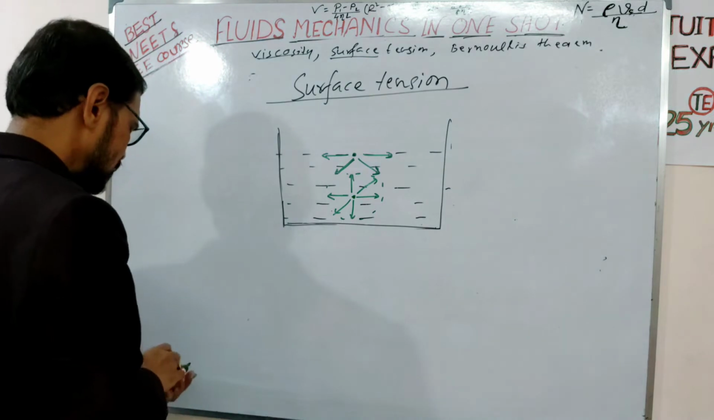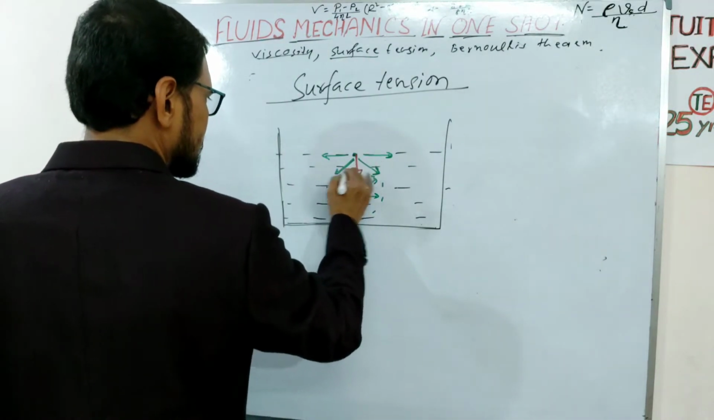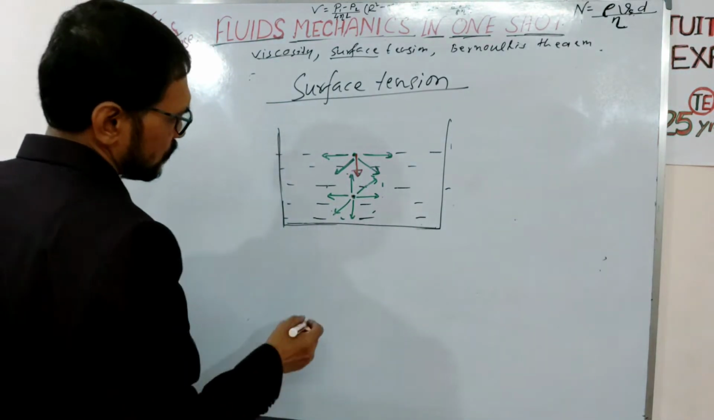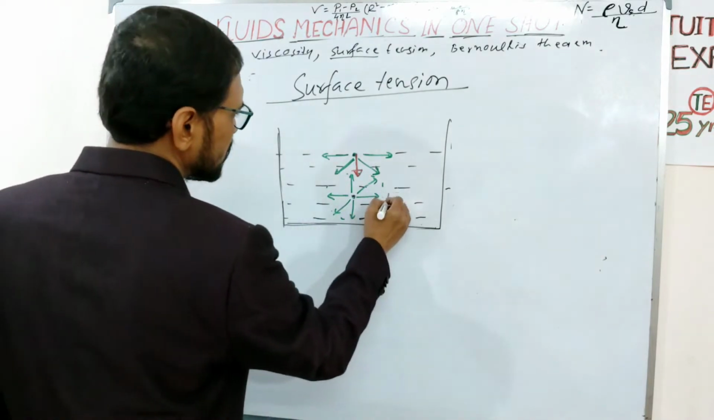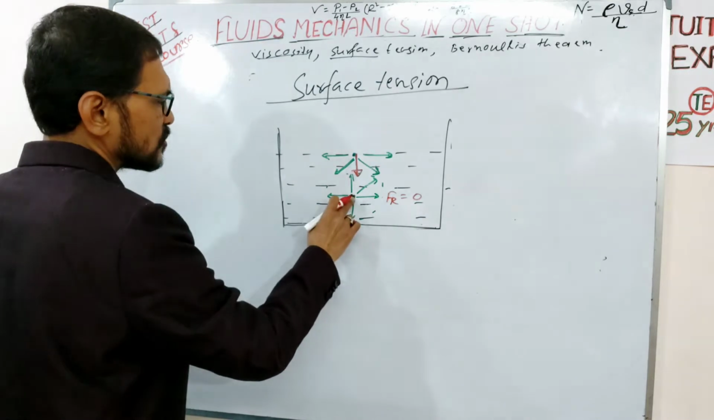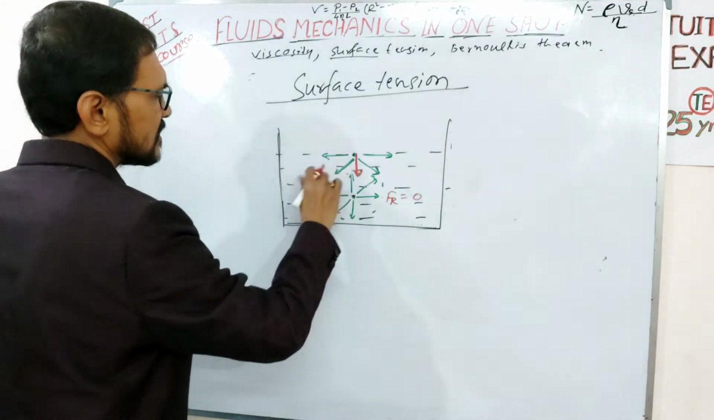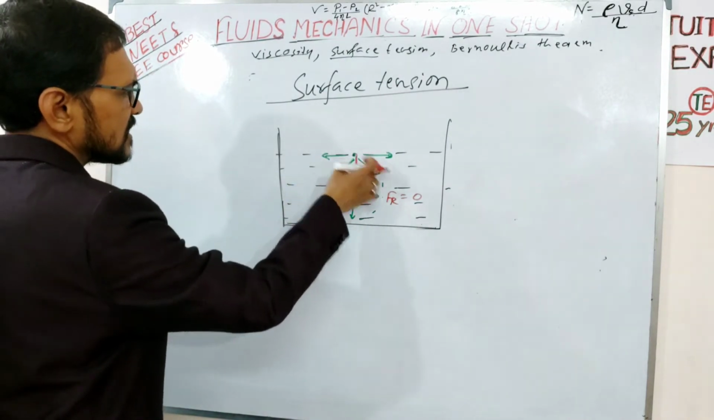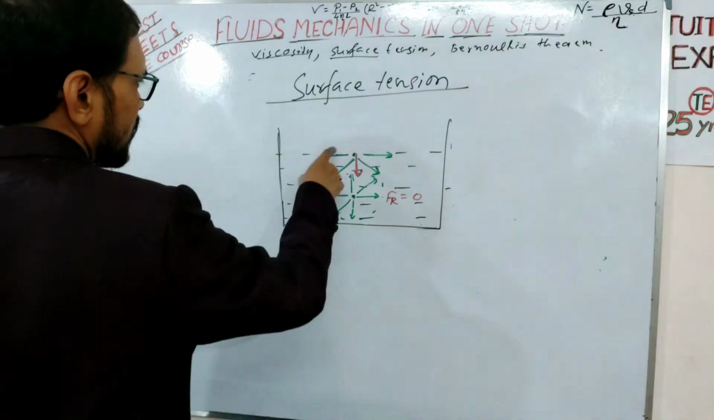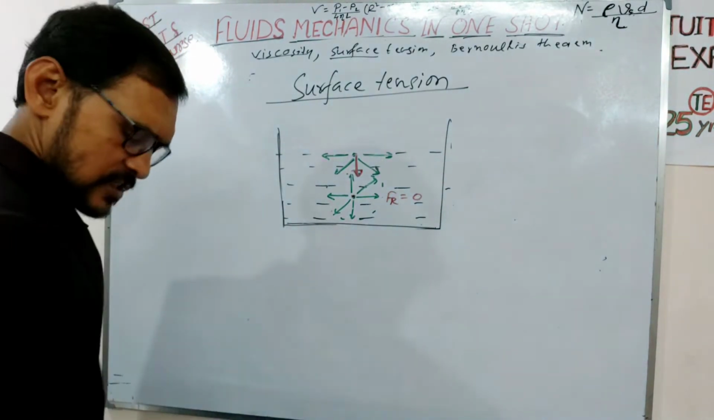Now the resultant force acting on the molecule within the liquid will be 0, because all the forces cancel each other. But at the surface the resultant force acts in this direction, because this cancels this, and this resultant is this. So the resultant force acts downward on all the molecules which are present at the surface of the liquid.